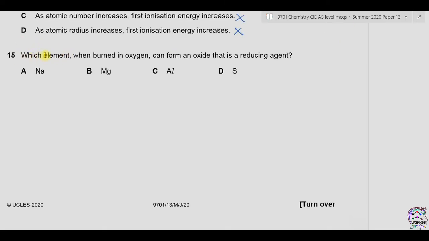Question 15. Which element when burned in oxygen can form an oxide that is a reducing agent? Sodium will form sodium oxide, magnesium will form magnesium oxide, aluminum will form aluminum oxide, and sulfur will form sulfur dioxide. In these compounds we can find the oxidation state. Sodium is in +1, magnesium is in +2 oxidation state, aluminum is in +3, and sulfur is in +4.